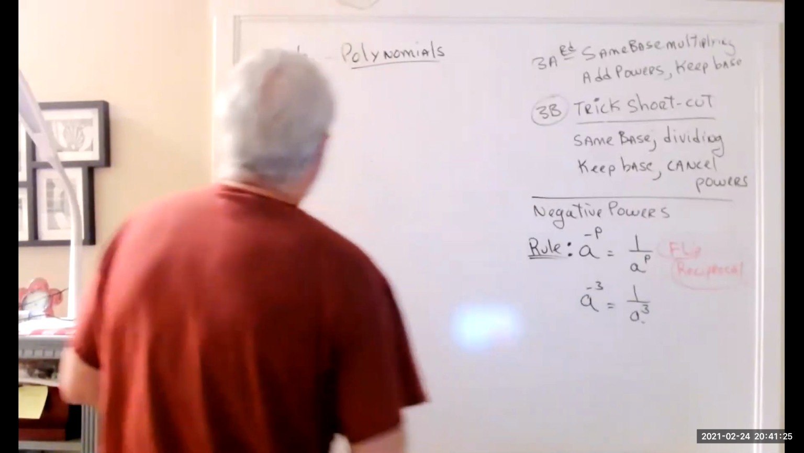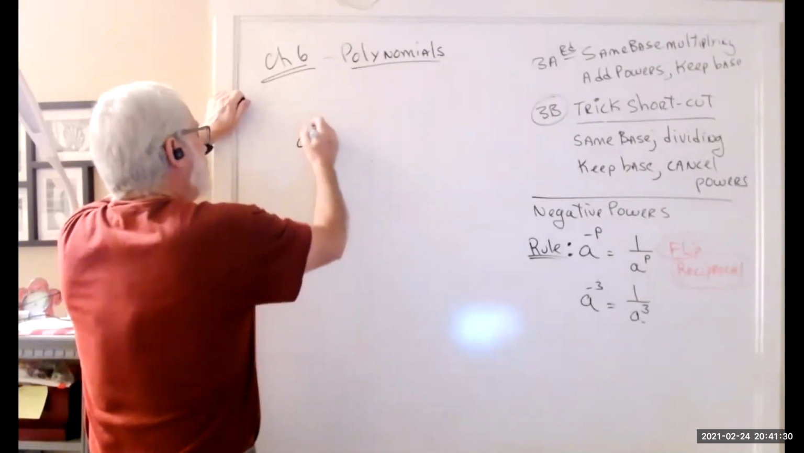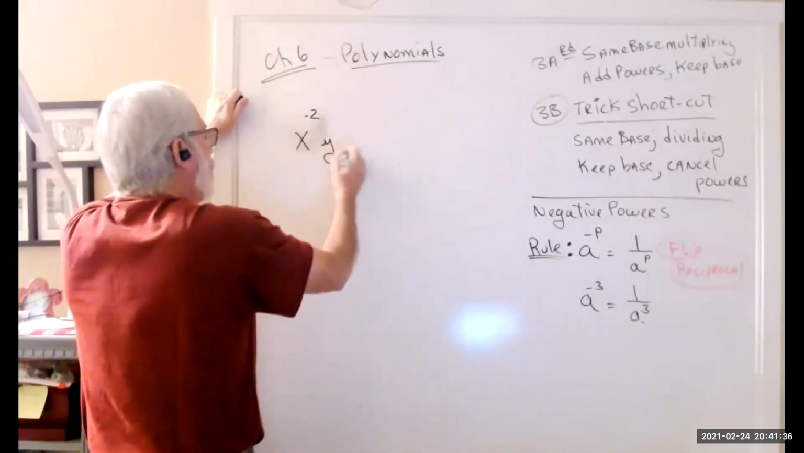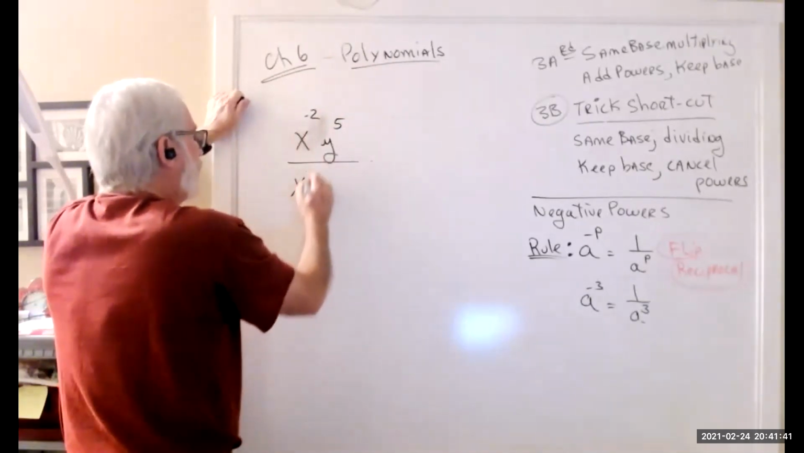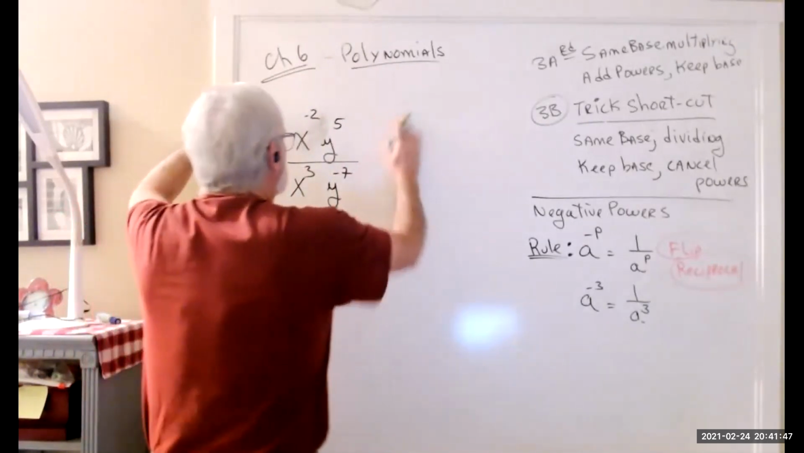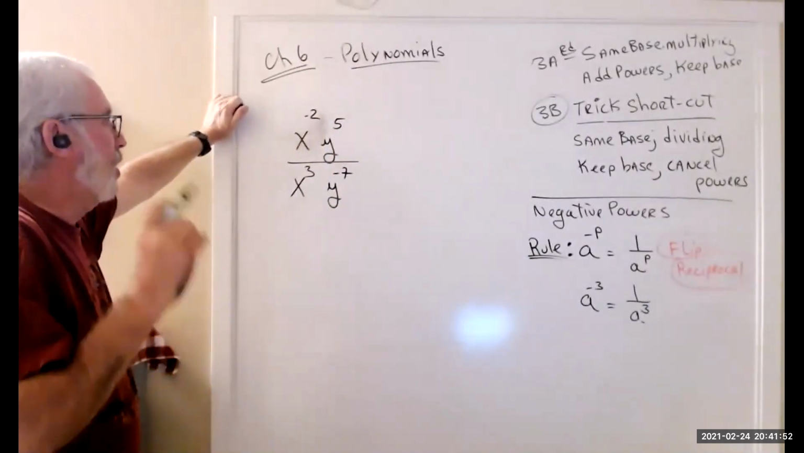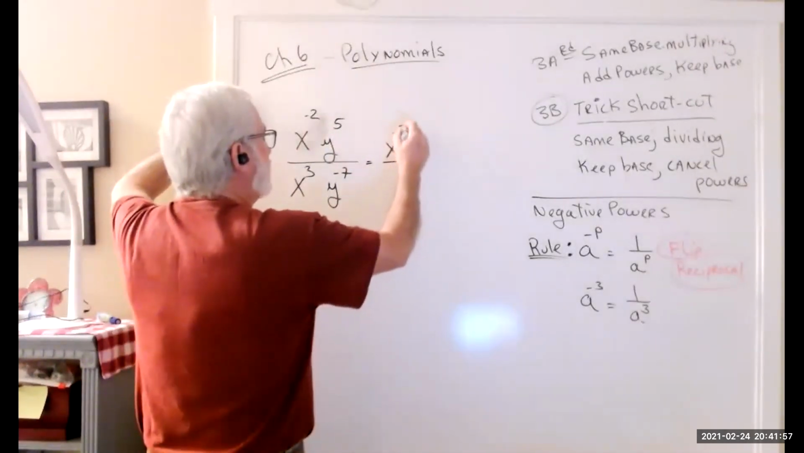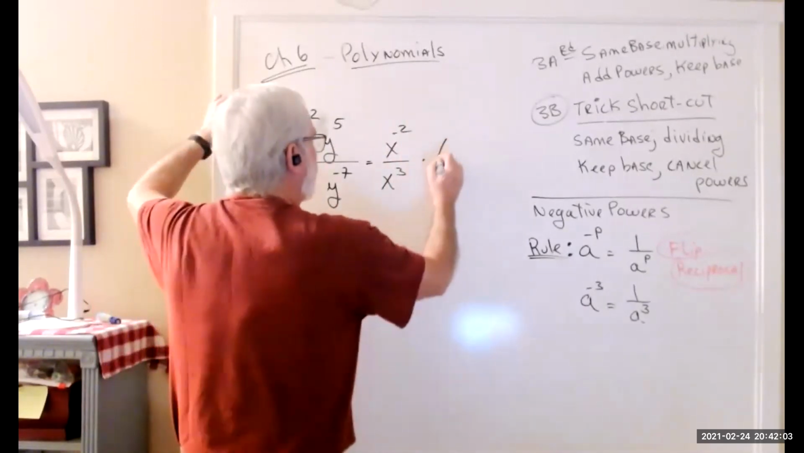Okay. So here's what you see. Let's take x to the -2, y to the 5 over x to the 3, y to the -7. Okay. Again, you should separate this mentally. So you've got x's and x's, and then you have y's and y's.